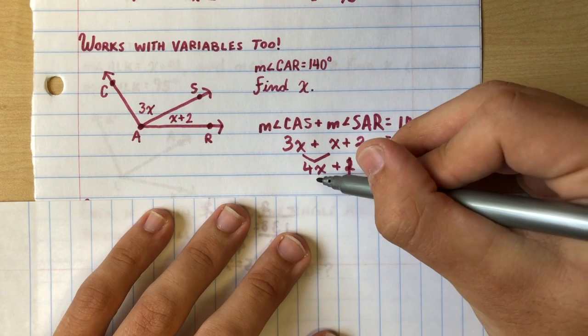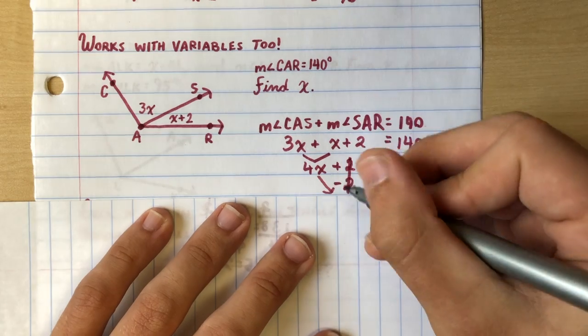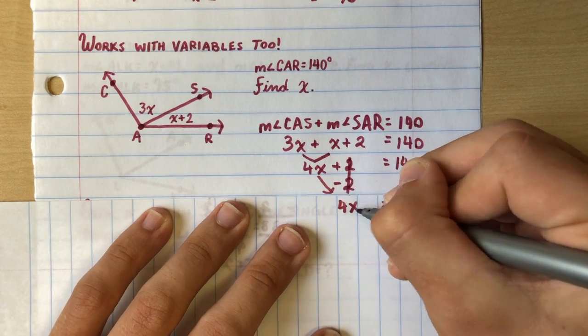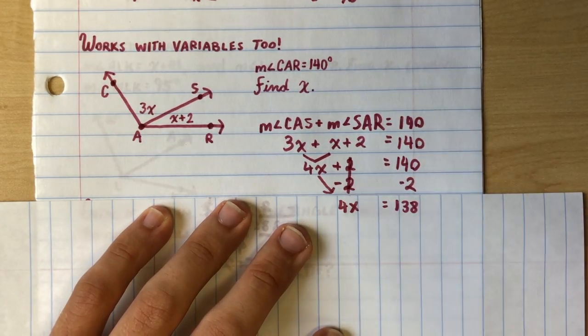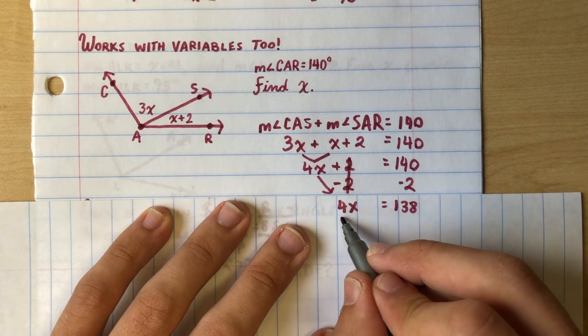And then this will carry down to be 4x still, because we didn't get rid of that, we just got rid of the 2's. All right, and then we're going to divide by 4.